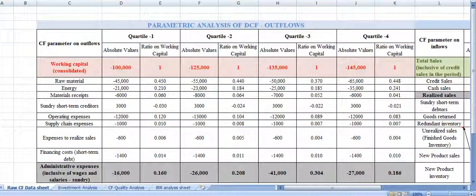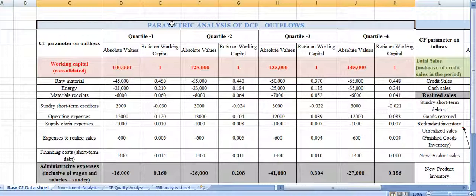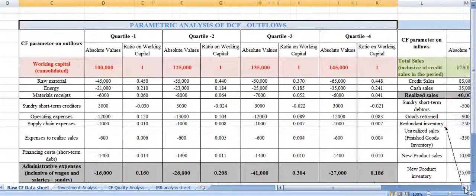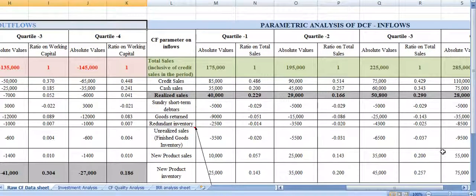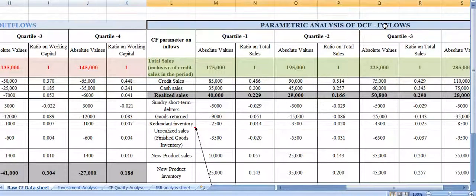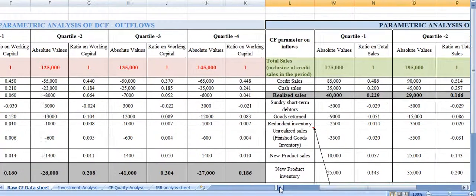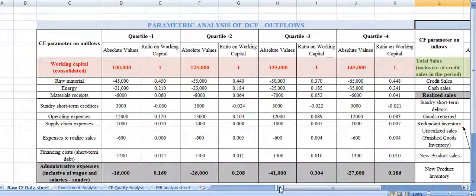Well, friends, coming back to the beginning of the session, please focus on the spreadsheet wherein we look at the parametric analysis of the discounted cash flow, the outflows, and then compare that with the analysis of the inflows. We would need to focus on the parameters first before we move on into the quartiles.